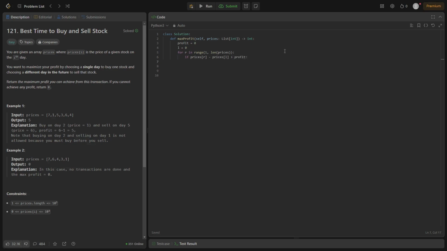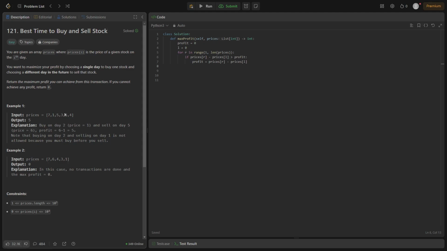Well, if it is, then we want to update that value to be equal to whatever the new profit is, which is prices at R minus prices at left. Okay, so now we are updating it if we find a new one. But with this code right now, our left always stays at 0. And well, if we look at this example, if it always stays at 7, then we're never going to make any profit because we need to move along.